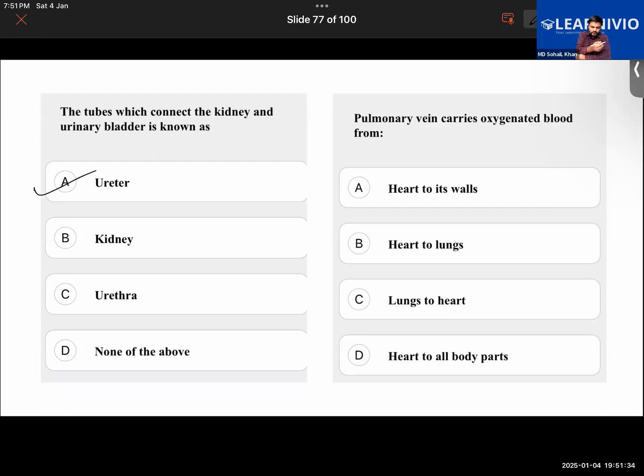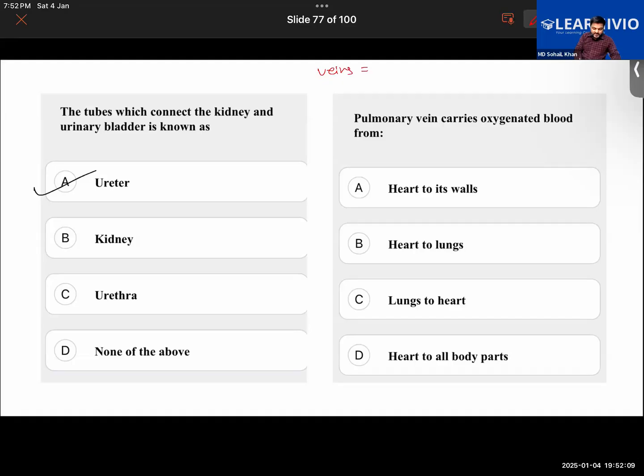Pulmonary vein carries oxygenated blood from heart to all body parts. No, that is not correct. Heart to lungs. Again, not correct. Heart with valves. Again, not correct. That's lungs to heart, no? See, memorize this thing.